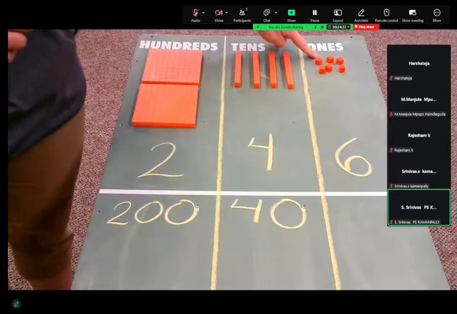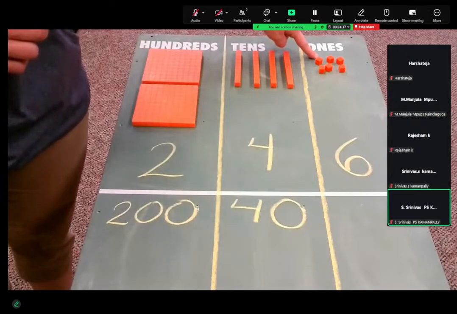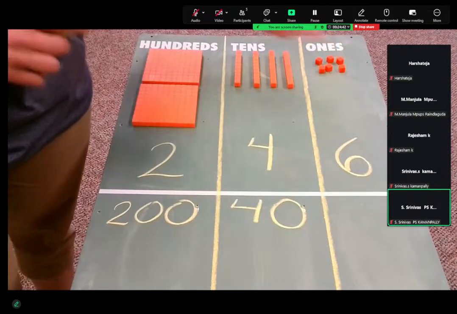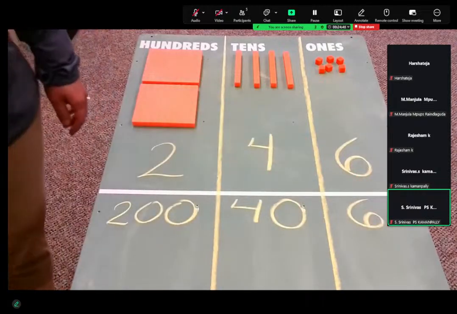Lastly, I'm going to be talking about my ones. I'm going to simply be counting them by 1. 1, 2, 3, 4, 5, 6. So therefore, that number would be a 6.